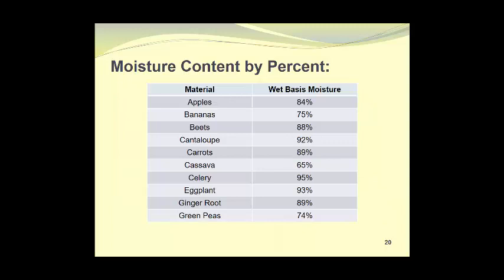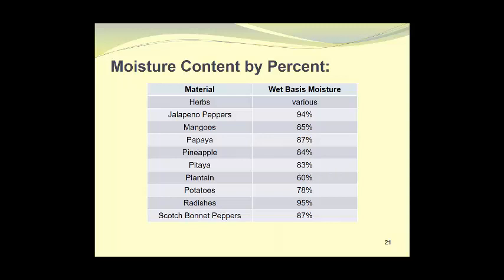You can see here that the wet basis moisture content of apples is 84% on a weight basis. Also looking at this part of the chart, we see that green peas have 74% moisture. Moving down the list, jalapeno peppers have 94% wet basis moisture, and Scotch bonnet peppers have 87% wet basis moisture.